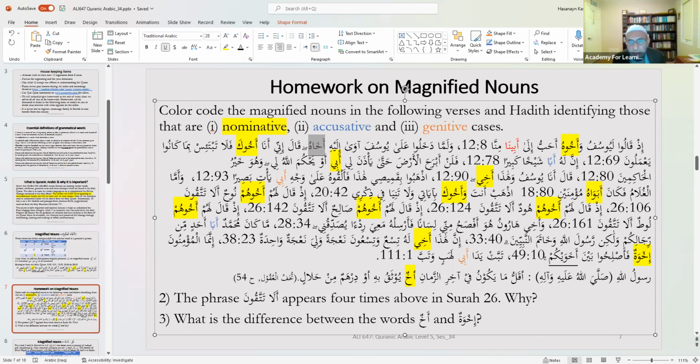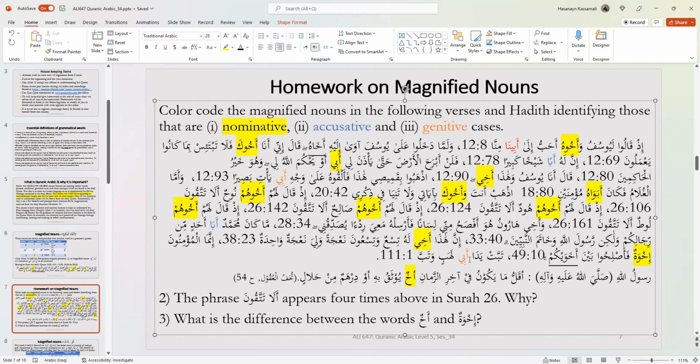Tabbat yada abi. Okay. Why is abi genitive here? Anybody? First of all, this abi doesn't mean my father. Okay, keep in mind this abi here. Tabbat yada abi. Abi is not my father. So this is genitive. Anybody knows why? Because we said the yad of the hand of Abi. So Abu Lahab. Mudaf ilayh, right?